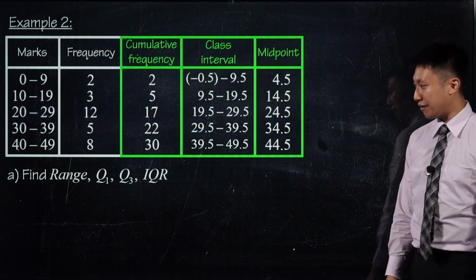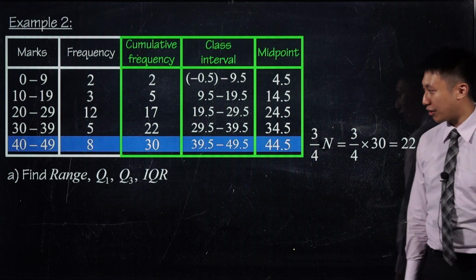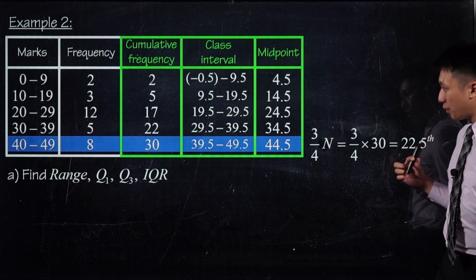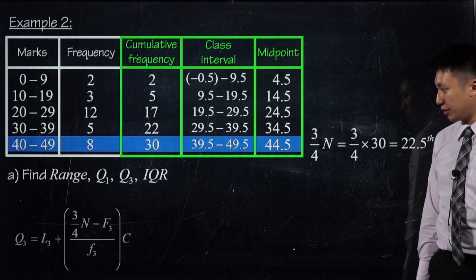Good. The second one, I don't have to explain too much. 3 over 4, the third quarter, so it's 22.5. It's over this one already, so we do this one.